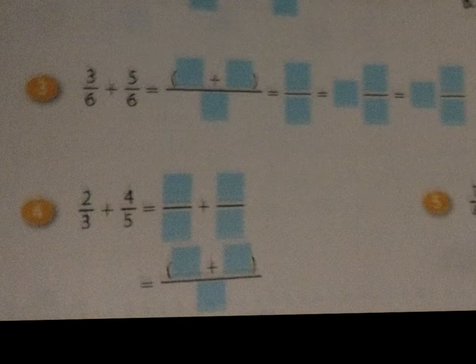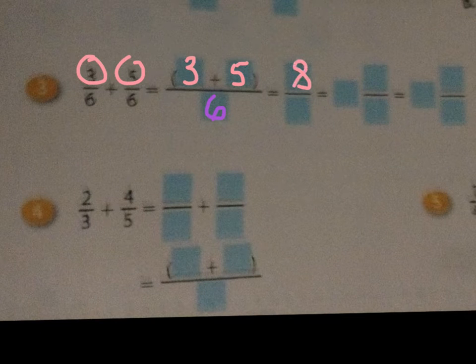Okay, let's look at number 3. The denominators are the same, so it makes it much easier. When your denominator is the same, you just keep the same denominator, and then add your numerators. 5 plus 3, or 3 plus 5 actually, gives me 8. Denominator stays the same, so it's going to be 6. And then you're going to do what we did earlier, which was divide. 8 divided by 6, which we got the answer earlier, was 1 and 2 over 6, which reduced to 1 and 1/3.